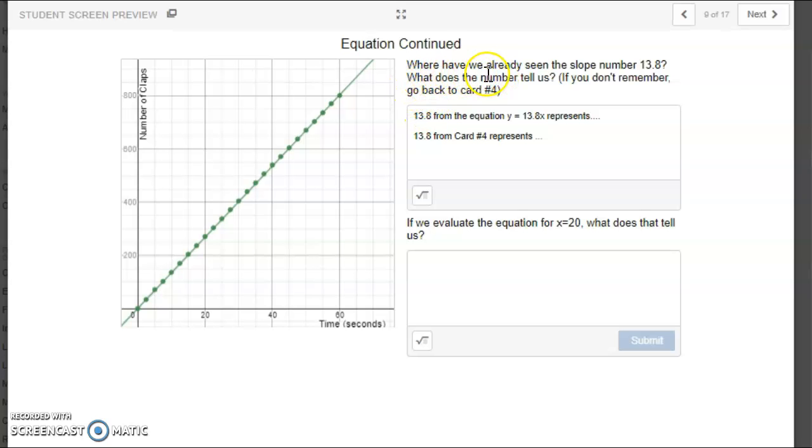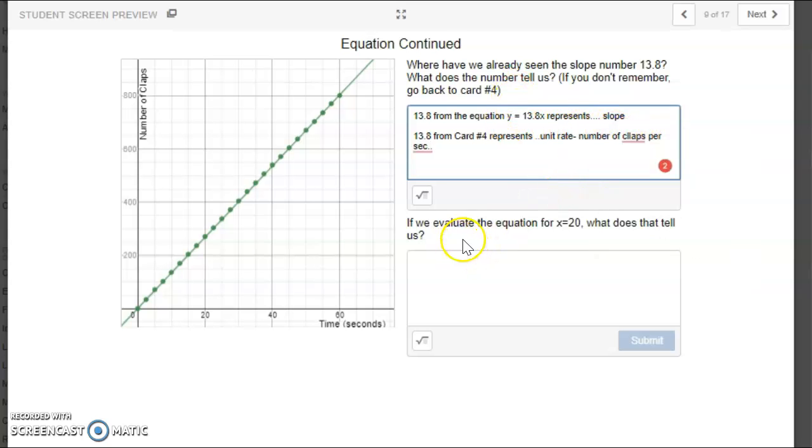Where have we already seen the slope of 13.8? Where have we seen that number before? Well, 13.8 from the equation y is equal to 13.8x represents the slope in this case. But from card number 4, it actually represents the unit rate, which is the number of claps per second. Okay, so that's what it represented.